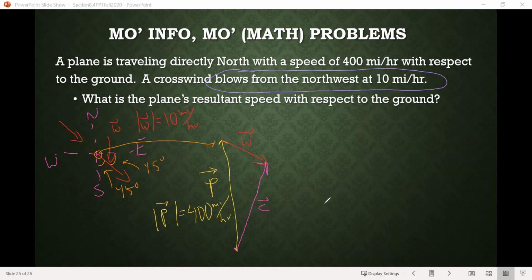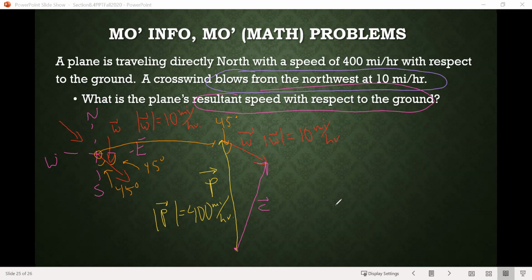I'm going to call this vector here, representing the new direction and magnitude of the plane, C. So we need to find the resultant speed, the magnitude of C. We also know that the magnitude of W is 10 miles an hour, and that this angle in here is a 45-degree angle. We could break these vectors down into their components again, add them up, and find the magnitude of the resultant vector to help us find the magnitude of C.